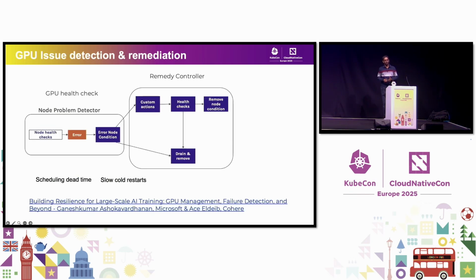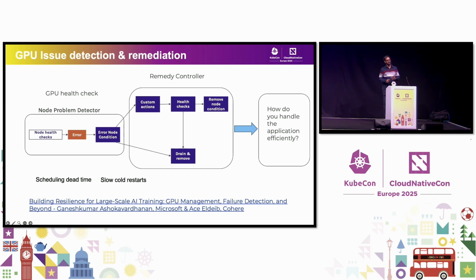Today, many users are running GPU health checks that are integrated as part of node problem detector. And those can be also combined with a remedy controller, which can take actions like rebooting the node or resetting the GPU. This helps you in identifying issues and taking mitigation steps. But it still has questions on how you can handle the application efficiently.